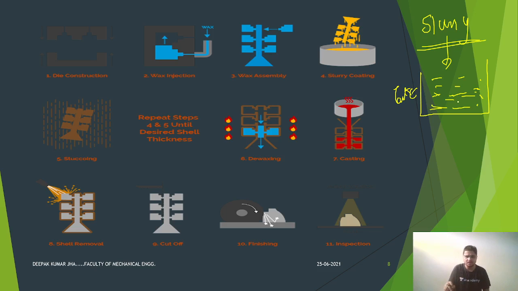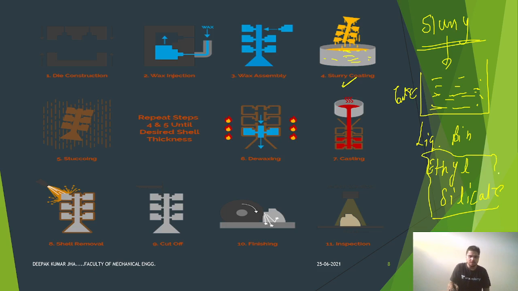As we had discussed in shell molding also, it was usually used for coating on the pattern. So here also slurry coating is used, and the slurry produced over here contains several chemicals. The liquid binder usually used in this case is ethyl silicate. Don't worry about all this, I have already mentioned this in the theory part. Just try and listen very carefully.